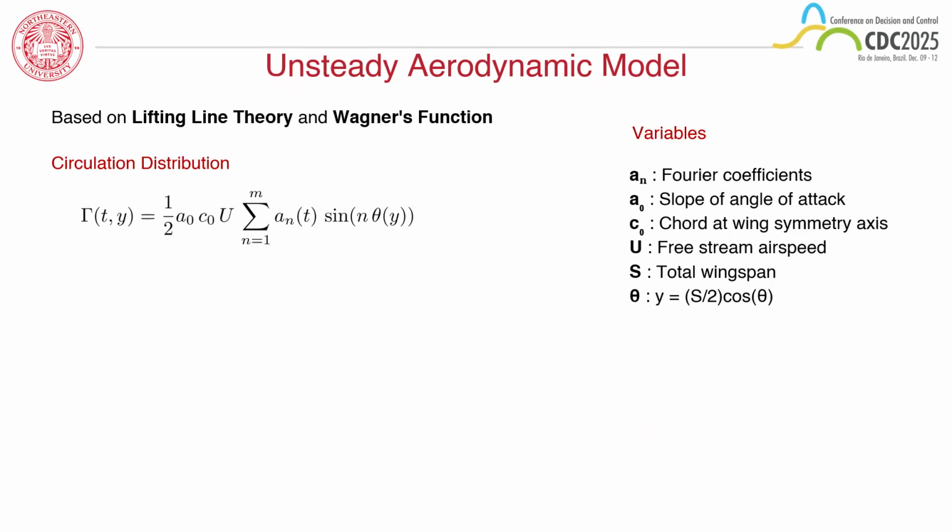Now let me describe the unsteady aerodynamic model we use to predict fluid structure interactions. Our model is based on lifting line theory combined with Wagner's function. The key idea is to represent the circulation distribution along the wingspan as a truncated Fourier series. Here gamma of t and y represents the time varying circulation at position y along the wingspan.